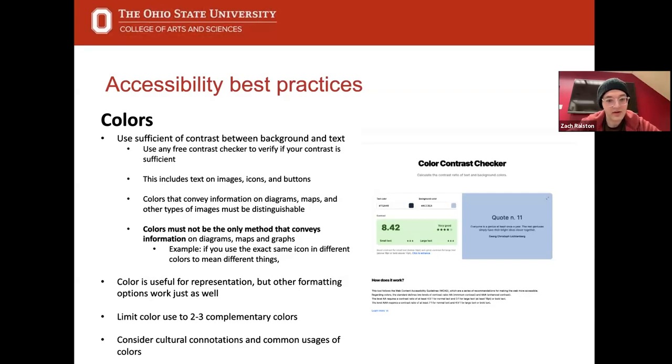So that said, color is pretty useful for representation, to help information stand out and to convey information. But you also have other ways of doing that as well. So you don't want to limit how you convey information or data, or make certain things stand out, with just color. But color plays a pretty big role in that.